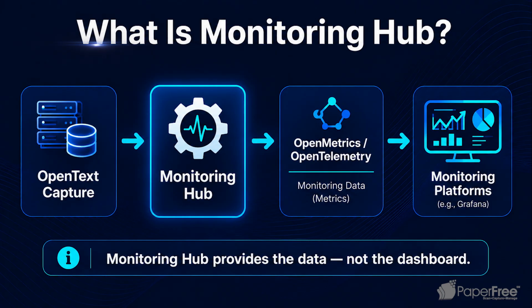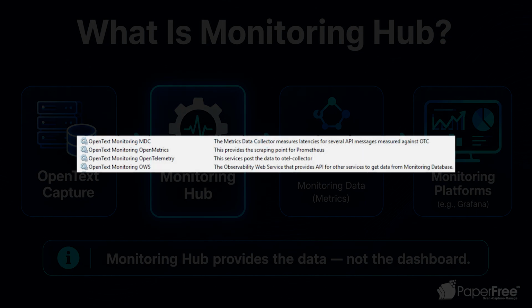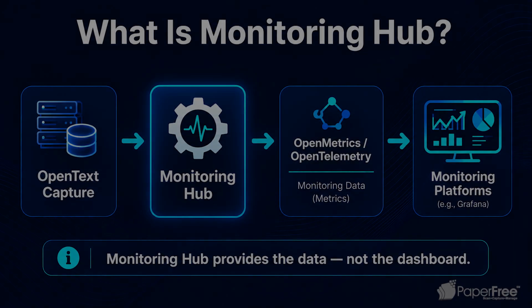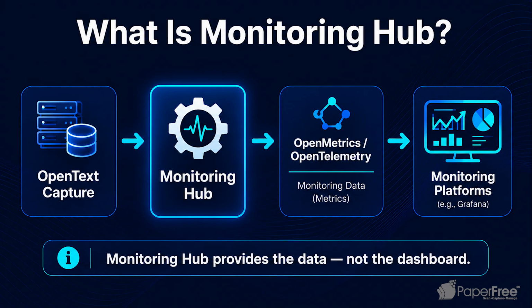In Capture 26.2, Monitoring Hub collects data from the Capture server and the Capture server database. To do this, there are several services running behind the scenes that collect and process that information. Capture provides the data, Monitoring Hub collects it and makes it available, and then a monitoring platform takes that information and turns it into things like dashboards and alerts.